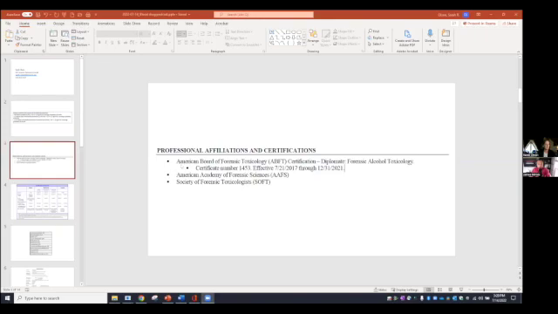The certification that they are supposed to have, according to the statute, is from the American Board of Forensic Toxicology. This is the one that matters. They may have other affiliations listed here, and that's great that they are affiliated with these other organizations, but this is not what's required by the statute.